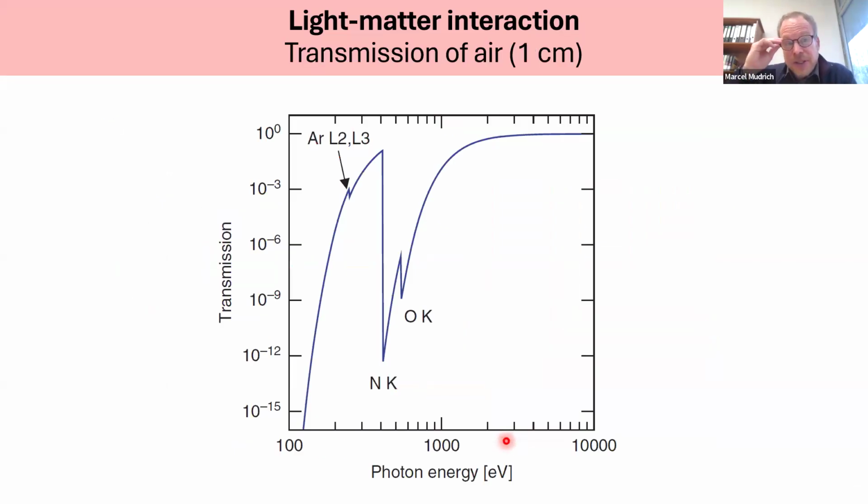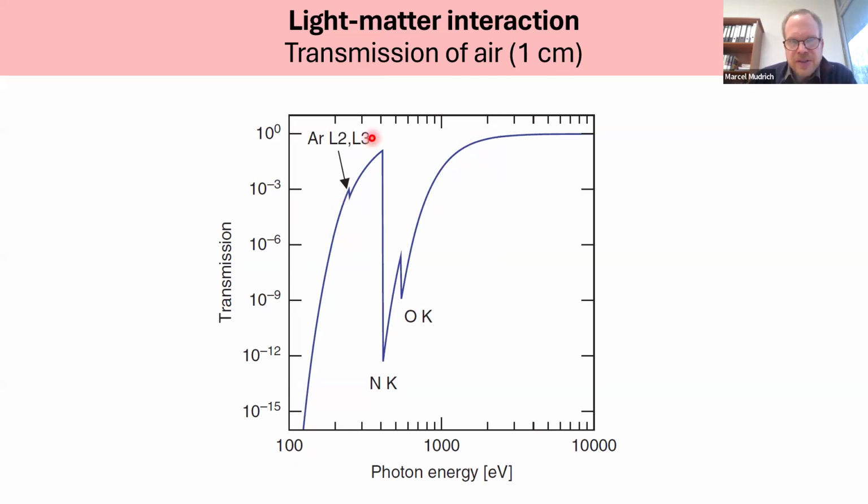Yeah, it could be a good idea to look at what's happening in air. So I mean, air, as you know, is a mixture of mostly nitrogen, some 80% nitrogen, 20% oxygen. There's some argon. And indeed, when we scan the photon energy and shine our X-ray beam through 1 centimeter of air, then we will see that the beam gets very strongly attenuated. So the transmission is very low in the range, let's say up to a few keV, a few kilo electron volts.